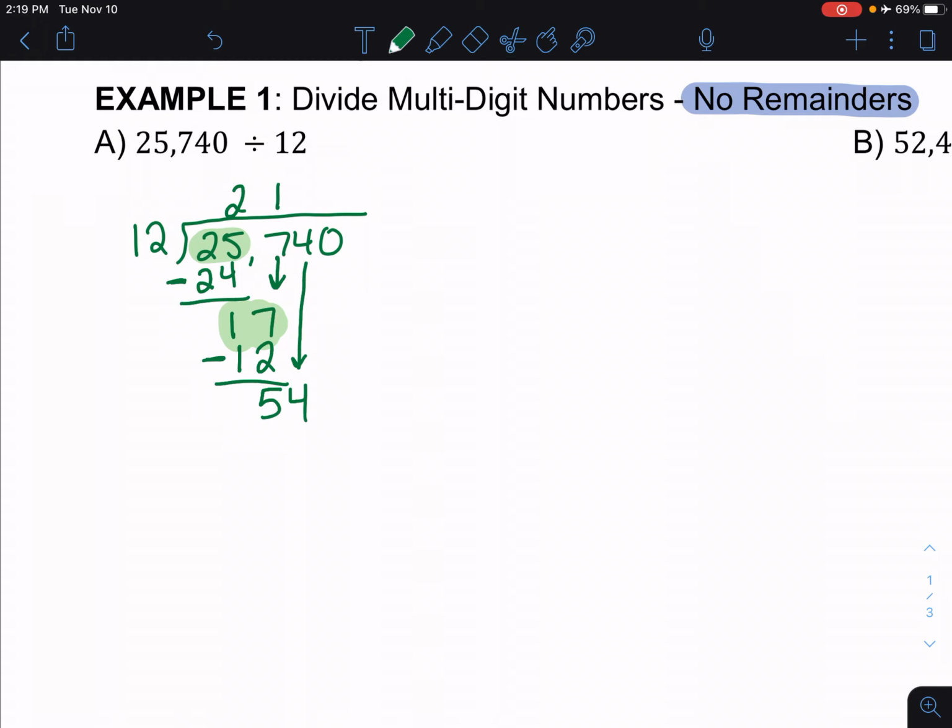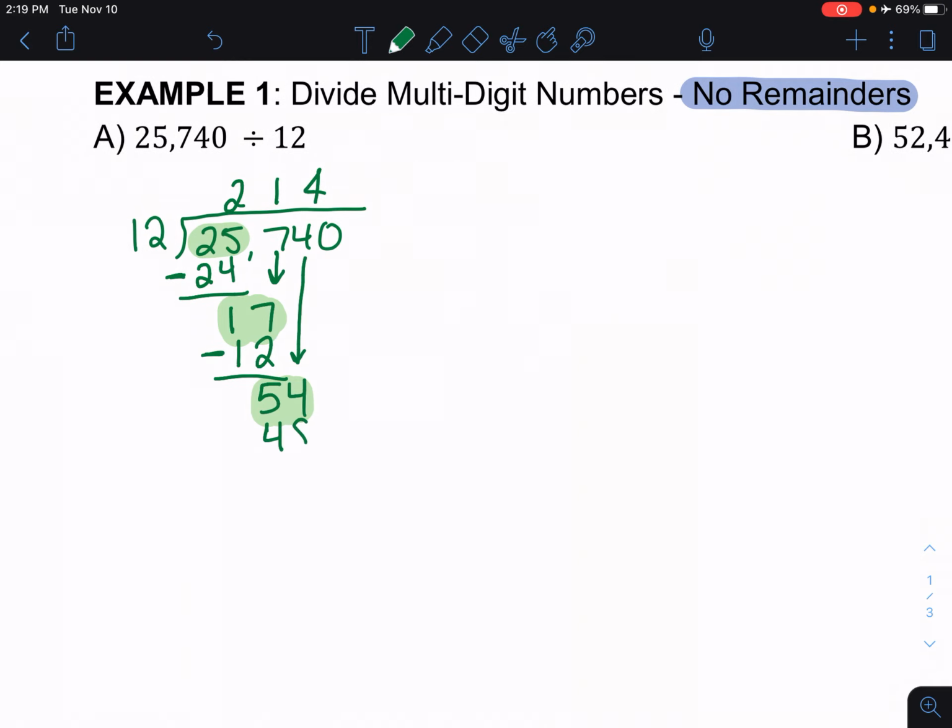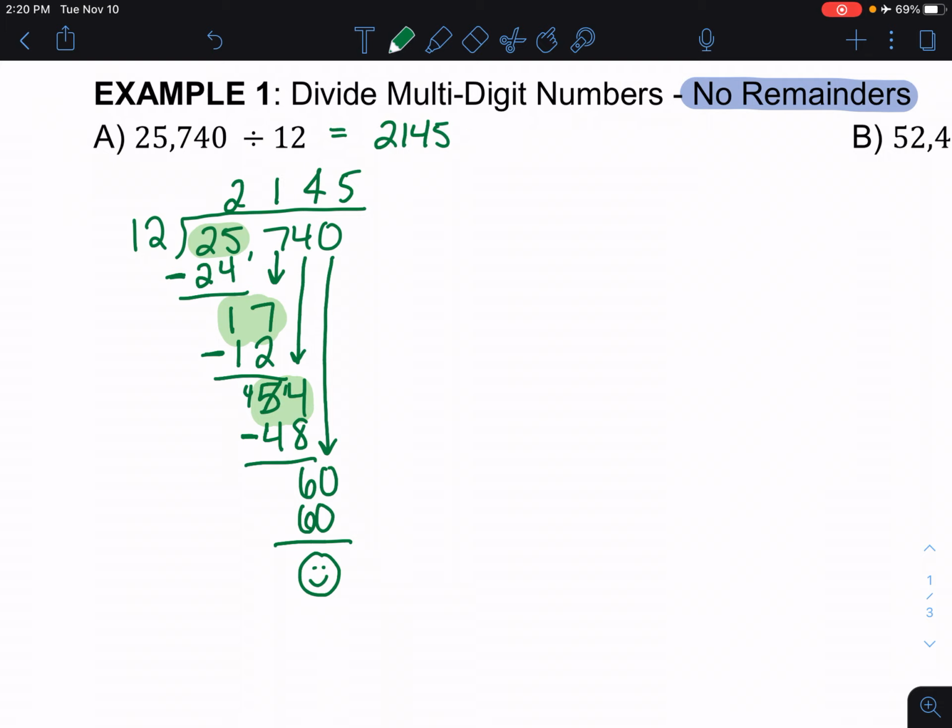How many times does 12 now go into 54? Well, I get really close at 12 times 4. 12 times 4 is 48. I subtract. 54 minus 48 is 6. And then I'm going to bring down my last one, 0. 12 times 5 is 60. And I get my nice happy face 0 at the end. This is an example with no remainder. So I finished dividing. My answer comes out as a 0. So 25,740 divided by 12 is 2,145.